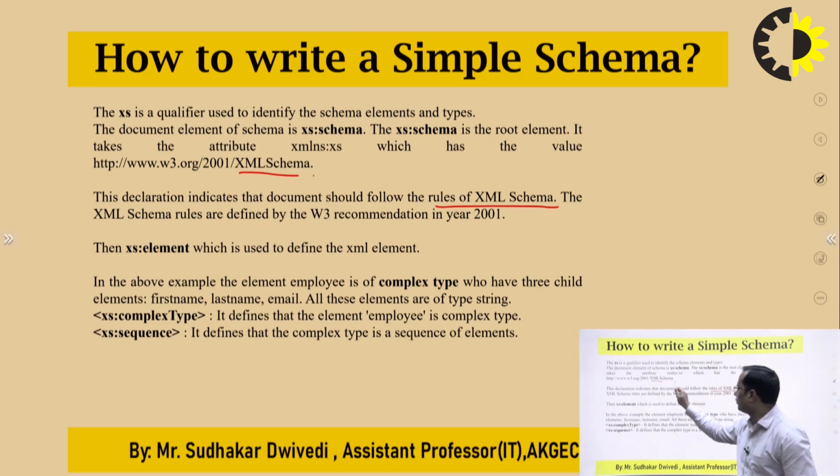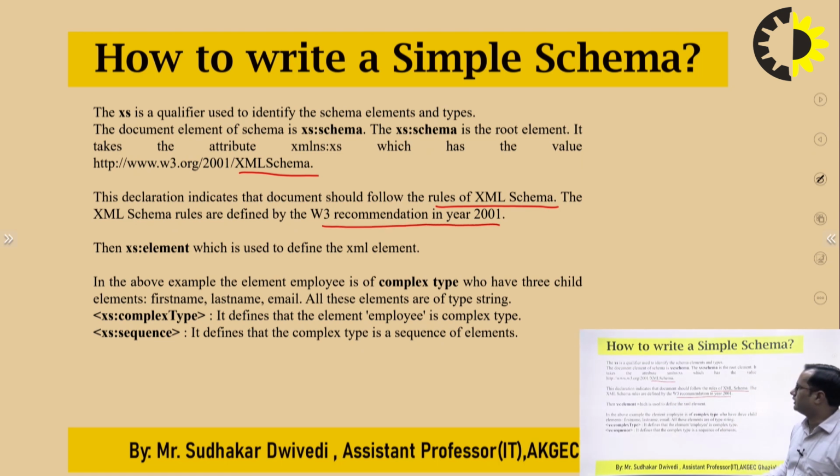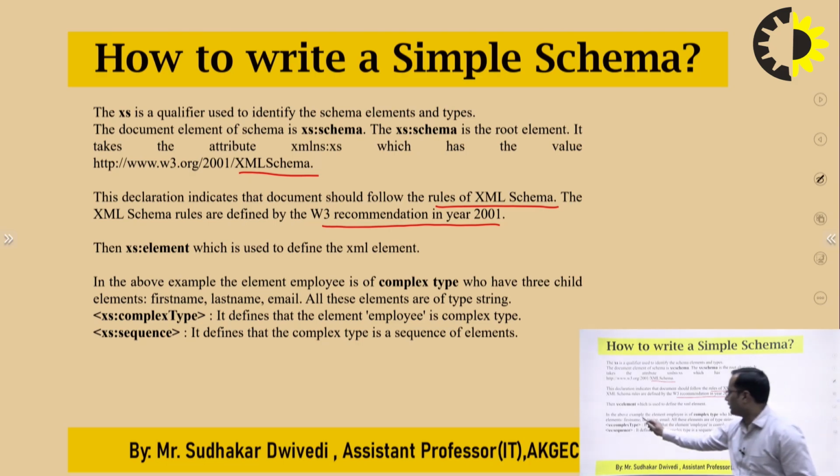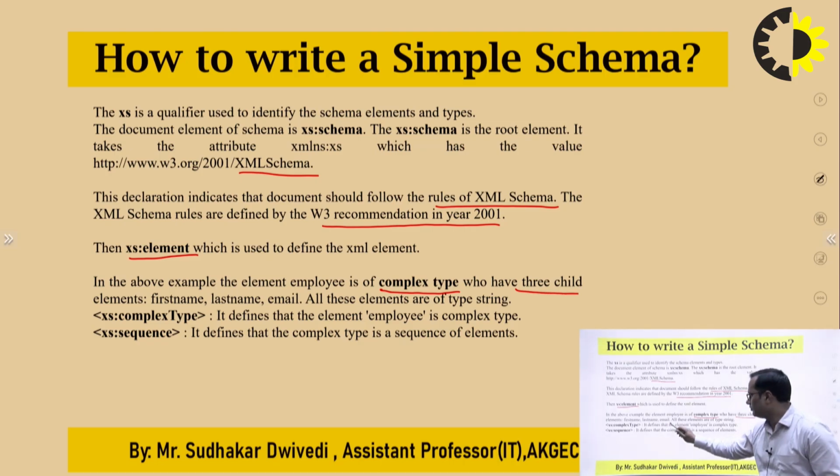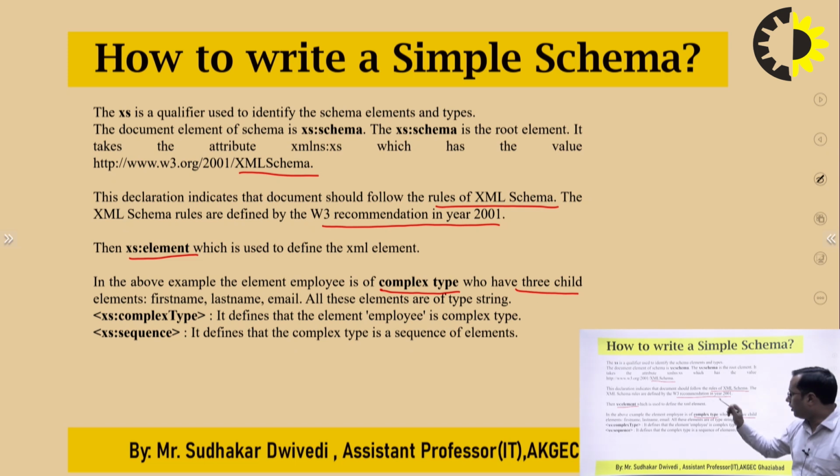It should follow the rules of XML schema, and the XML schema rules are defined by the W3C recommendation, year 2001. Then I have used the xs:element element that is used to define each and every individual element. In this example, I have used the complex type for the employee because it has three child elements: first name, last name, and email. All these elements inside the complex type are of the type string.